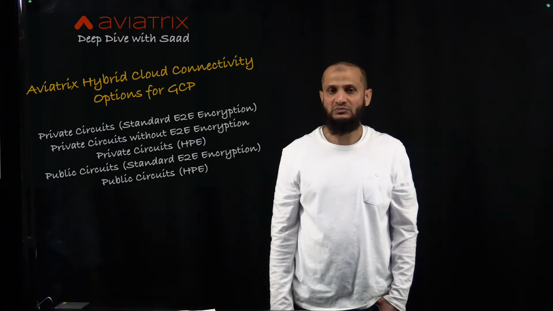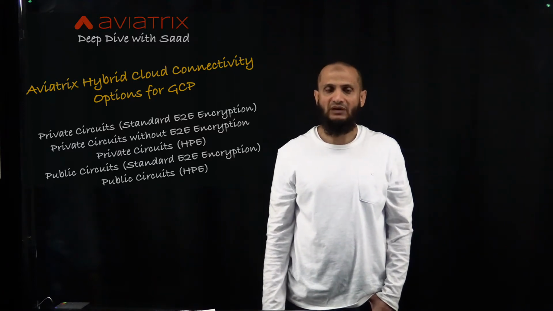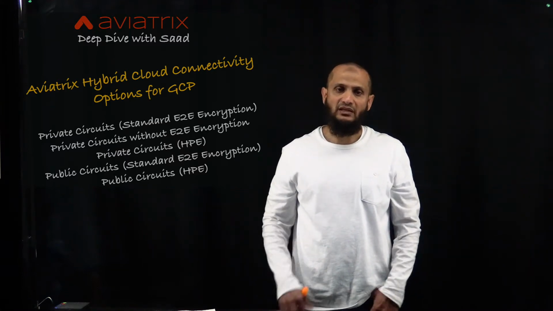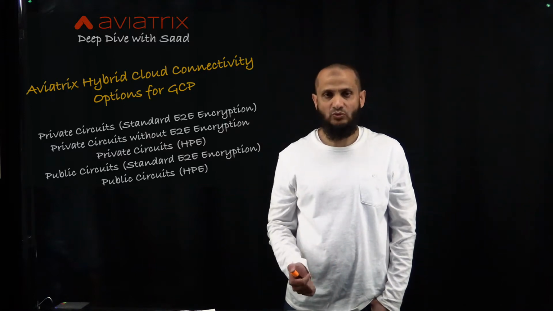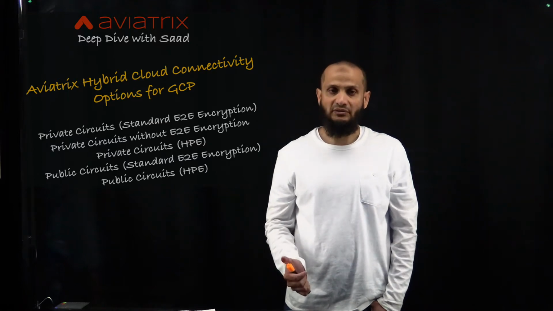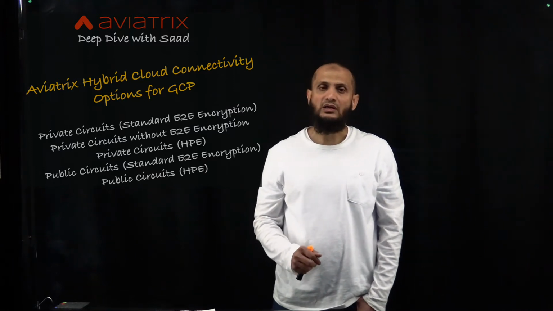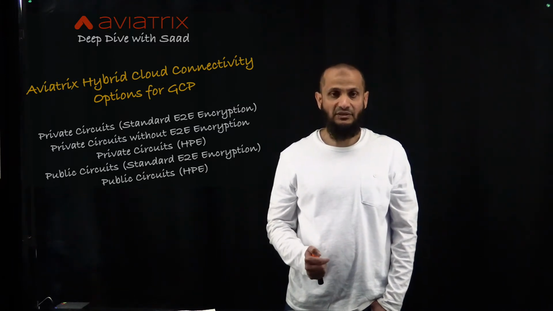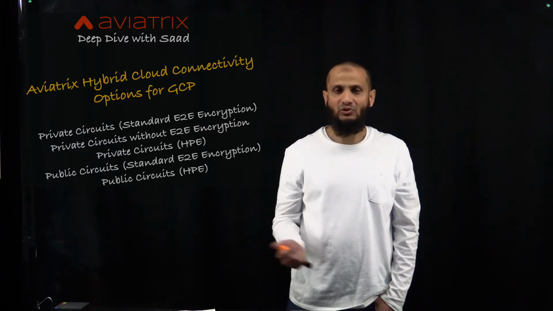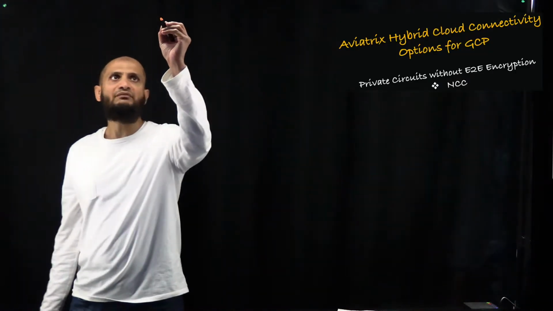So you have two different options when you are connecting your on-prem to the GCP environment: private circuits and public circuits. In the private circuits there are again a number of options, like without end-to-end encryption, or with end-to-end encryption. Encryption could be the standard encryption or maybe high performance encryption. Similarly, in the public circuits, there are two options: standard end-to-end encryption or high performance end-to-end encryption. All right, so let's talk about all those one by one. First, I'm going to discuss the private circuits.